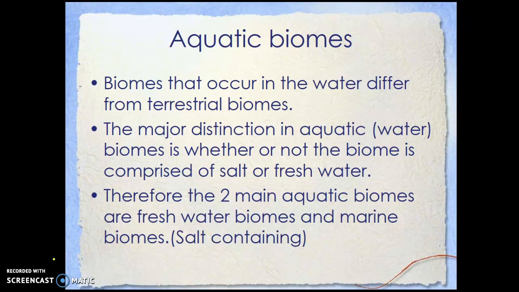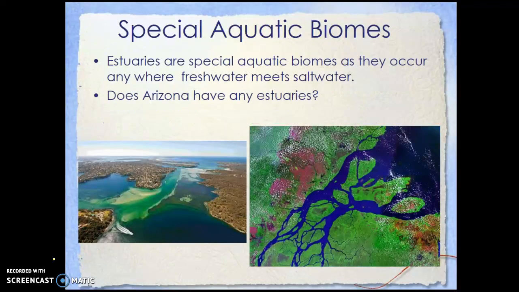Next, we're going to look into aquatic biomes. So these are biomes that are going to occur in the water, and they're very different from terrestrial biomes. Basically, the big difference with aquatic biomes is you're going to have either a salt or a freshwater biome. If it's salt water, we're going to refer to it as a marine biome, and if it's a freshwater biome, we're simply just going to call it a freshwater biome.